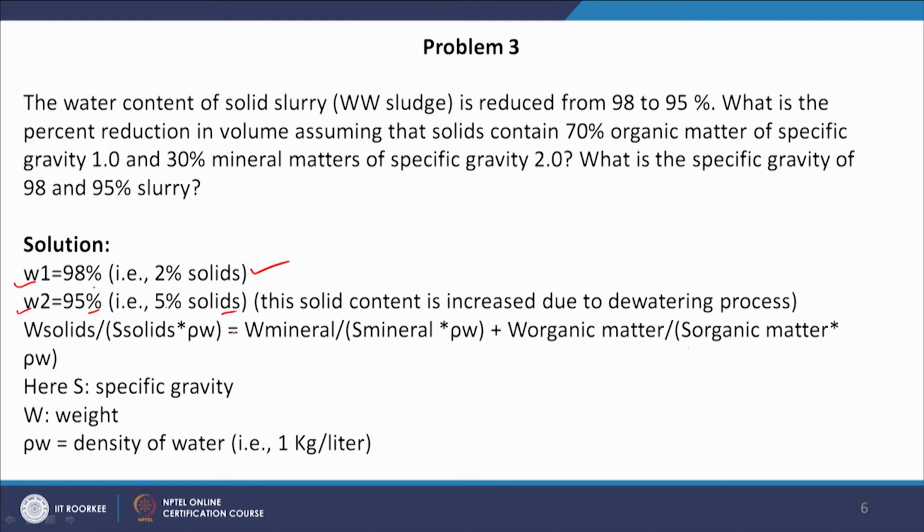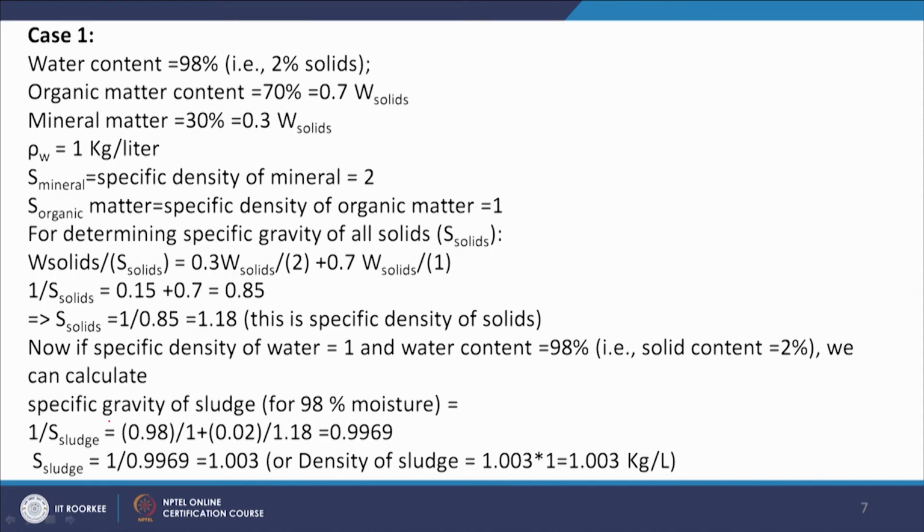So, then these two will be the total volume, the same formula we are using now, and here S is the specific gravity, W is the weight, or you can say mass. So, rho W is the density of water, 1 kg per liter. Basically this is mass.